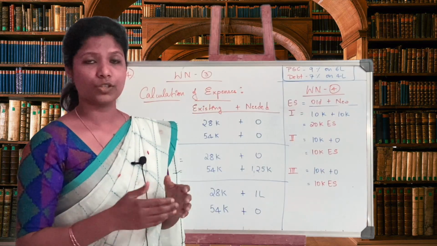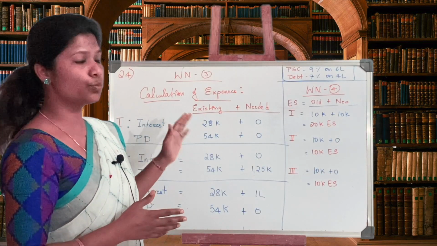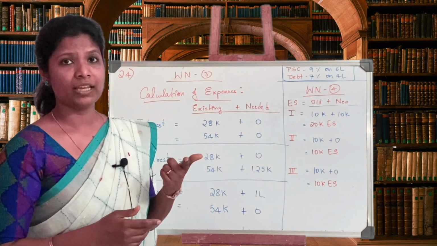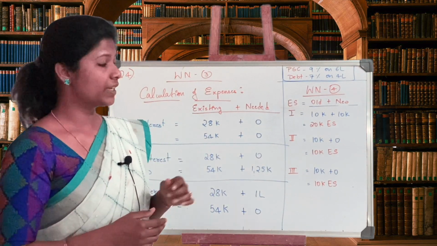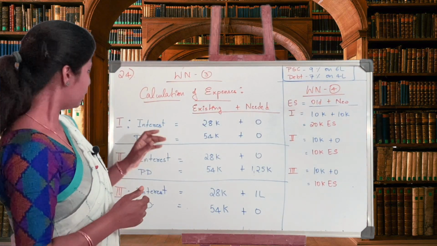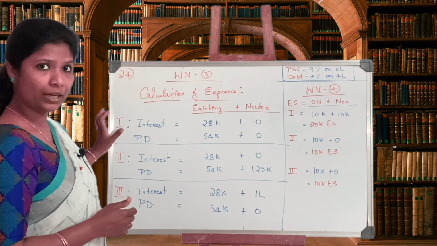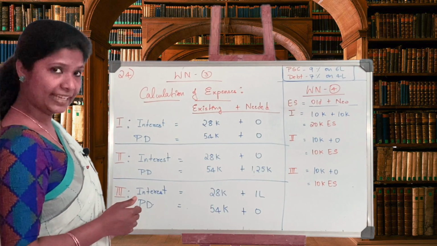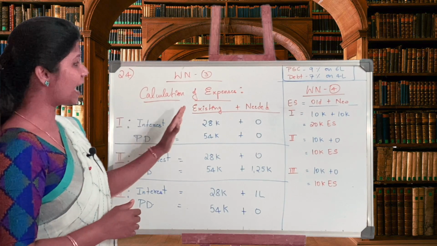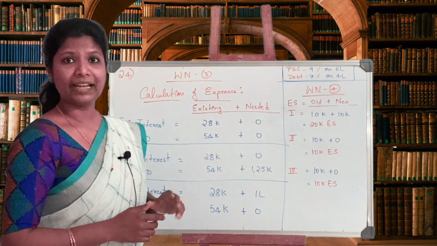Is that clear? Okay, so moving on to the next working note. We have completed 2 working notes, EBIT calculation on plans calculation. So third working note 3 is calculation of expenditure. Now here under each plan, plan 1, 2 and 3, we have considered both interest and preference dividend, that is the existing capital plus the needed capital.